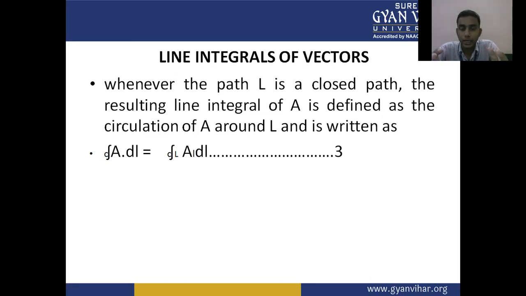Whenever the path L is a closed path, the resulting line integral of A is defined as the circulation of A around L and written as a closed integral. So equation number 1 or 2 will become the closed integral of A dot dl equal to the closed integral of A_L dl. This is our equation number 3.